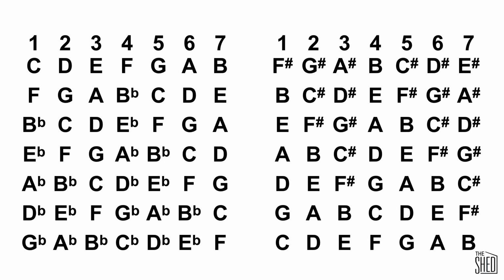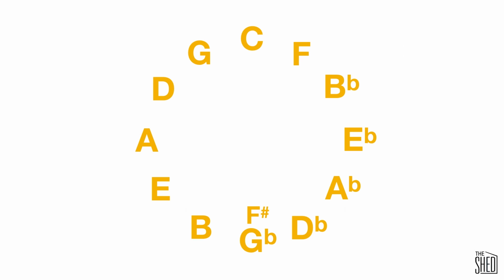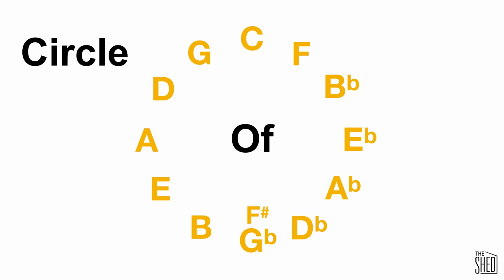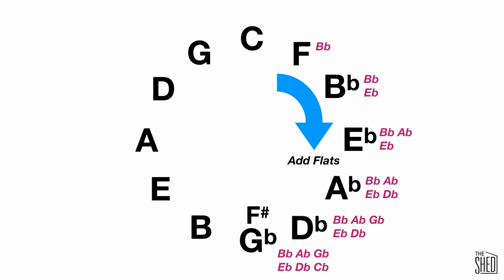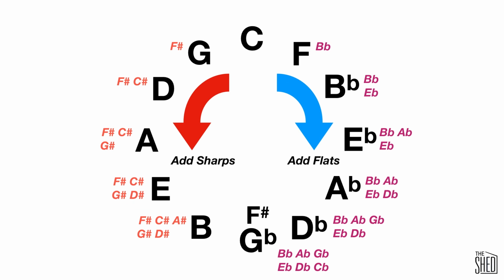Now we spelled all 12 of our major scales. If we take the first note in each key and write them in the circle, we've created the circle of fourths. When you go this way through the circle of fourths, you're adding flats. 1, 2, 3, 4, 5, 6. If you go this way, you're adding sharps. 1, 2, 3, 4, 5, 6.